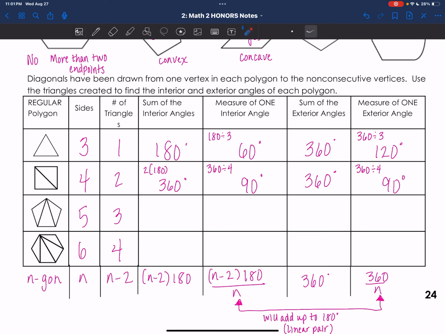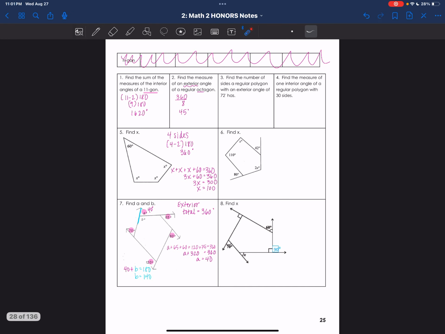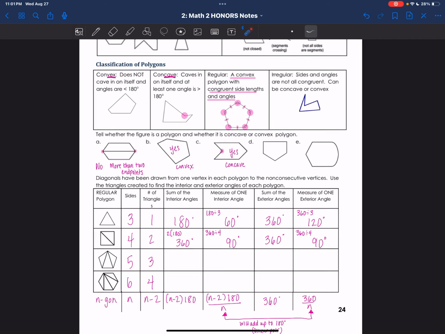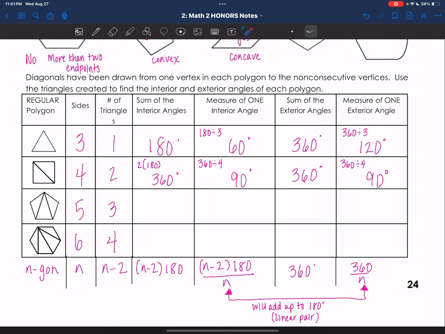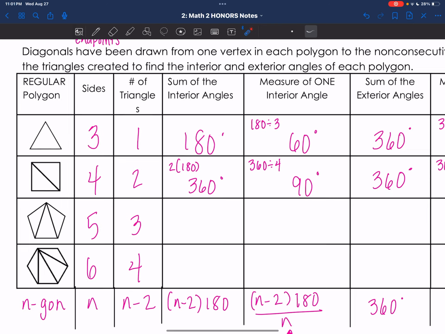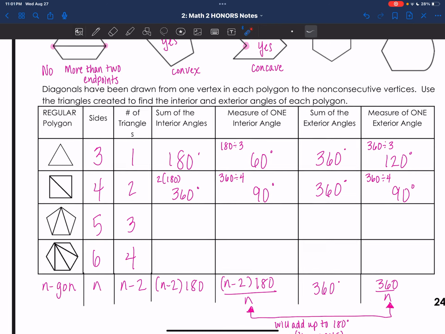Now what I want you to do on the very bottom is extend yours, because it actually went to the other side and that doesn't help us. So we want the table all on the same side. So I just extended my table. Now diagonals have been drawn from one vertex in each polygon to the non-consecutive vertices. Use the triangles created to find the interior and exterior angles of the polygon. I started to fill out the table, and we're going to start noticing some patterns.